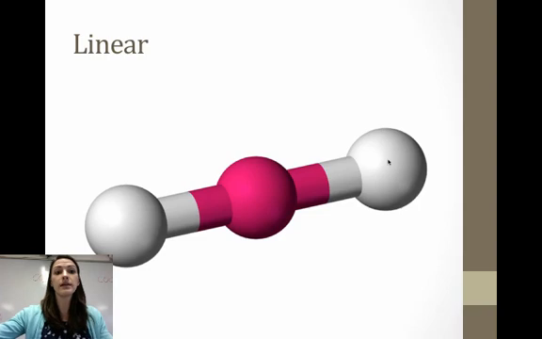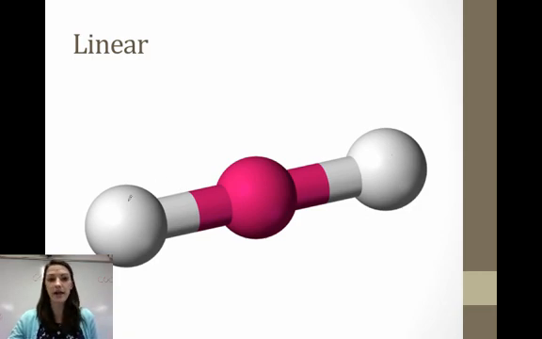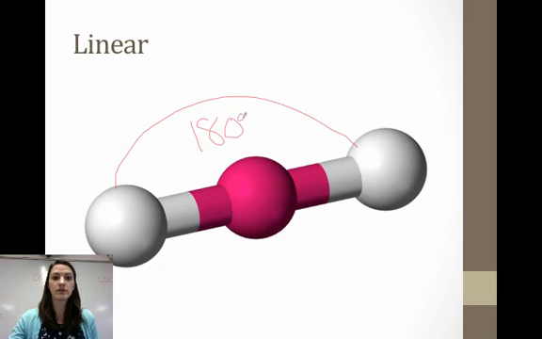Okay, so first one is linear. It's going to have the linear geometry just like this, but it's also going to have linear shape when you look at it as the molecules. Okay, so when you look at those molecules, you'll notice that there's going to be a bond angle from this atom to this atom of 180 degrees. Okay, it's linear. Its electron domain is linear, and its geometry is called linear.